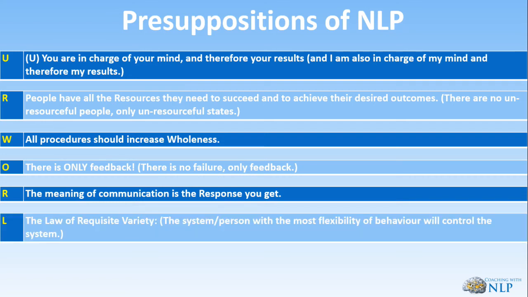Next, we got L for the law of requisite variety. So the system or the person with the most flexibility of behavior will control the system. There's many ways to skin a cat. If one way doesn't work, do it another. This is about behavioral flexibility. So we get feedback. Did it work? No? Okay, let's do it a different way.